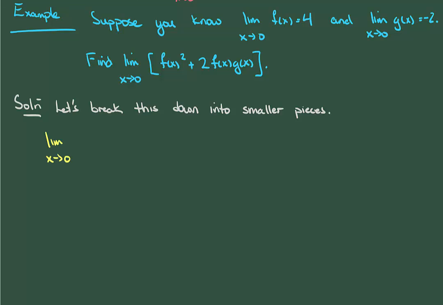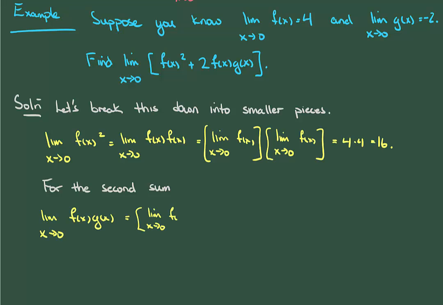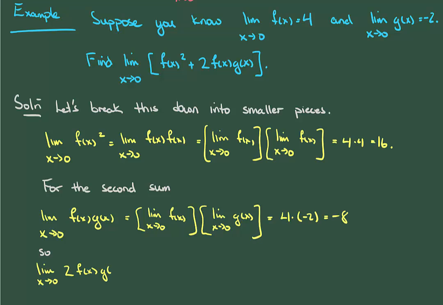The first summand is f squared, right? And we know that we can write that as f times f. And now applying the third limit law tells us that we multiply together the limits of f. That gives us 16. Moving on to the second summand, let's start by looking at f times g. Now again, we're going to use the third limit law, which tells us that we can multiply the respective limits, giving us -8. But the second summand also has this factor of 2 in there, so we have to apply the first limit law as well to get the final result of -16.